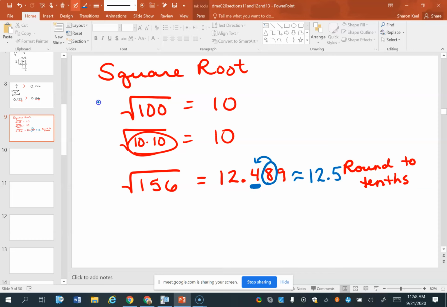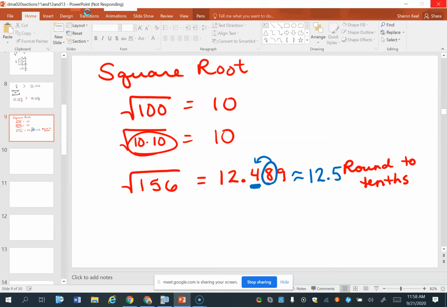Let's do one more similar to that, where we have to round. We're going to do the square root of 89.